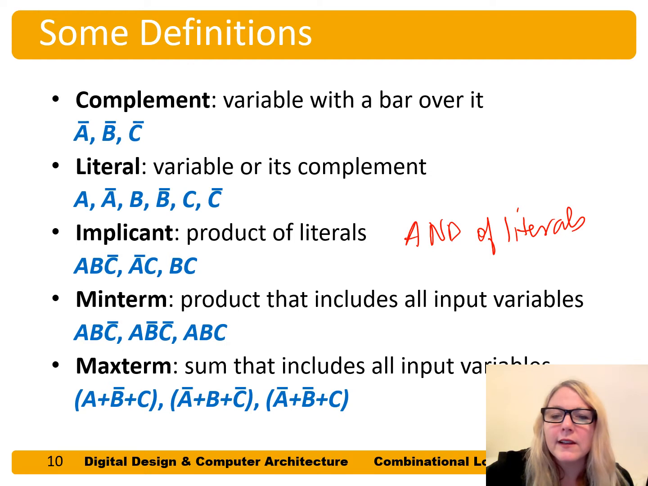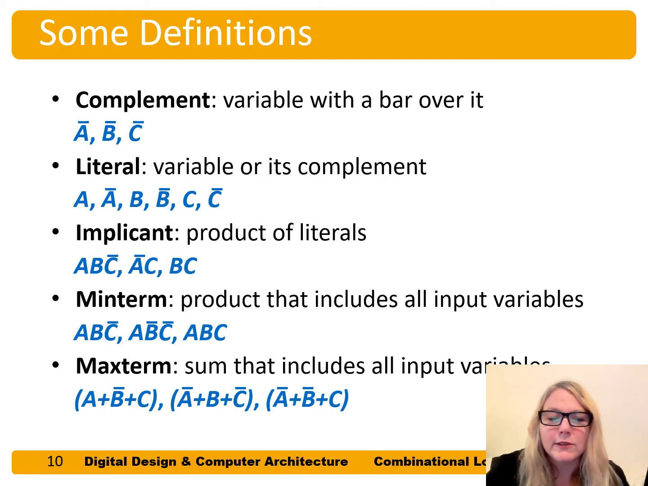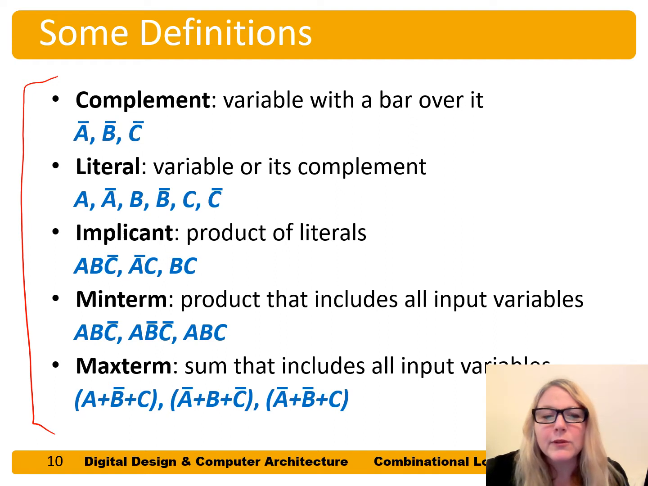A minterm is a product that includes all input variables. So if a function is a function of three inputs A, B, and C, our minterm is a product, or an AND term, that includes all input variables in some form, either the true or complement form, where the true form is A, the complement form is A bar. And a maxterm is a sum or an OR term. Remember, we're overloading that sum, that OR term. So a sum or OR term that includes all input variables. So in this case, the inputs are A, B, and C. Okay, we'll get into using these, but keep those terms in mind as we talk about the next few slides.